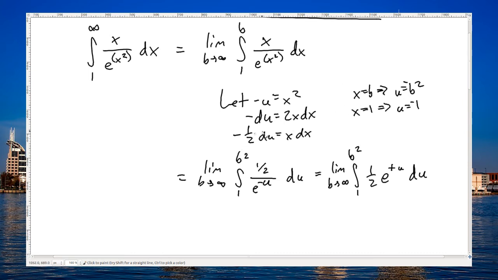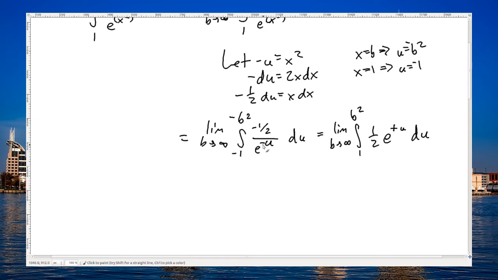So let me fix everything then. My bounds of integration became negatives. All right, I wanted e to the negative u. My x squared gets replaced with a negative u. That's fine. But then my x dx got replaced with a negative 1/2 du. So when I simplify this, the e to the negative u becomes e to the positive u. I still have that negative though. These bounds are still negative, but that's all fine.